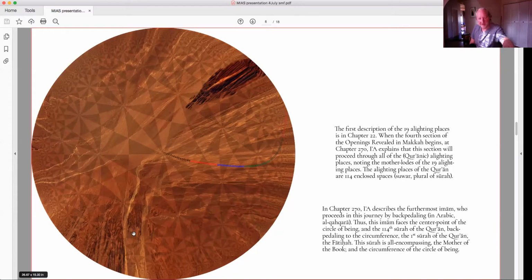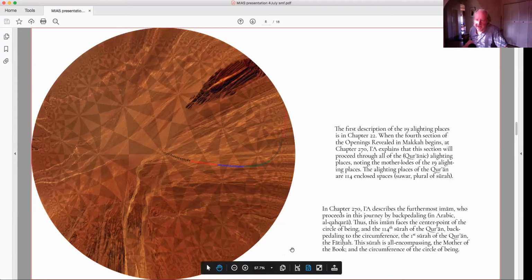So these tiny numbers here in the different colors are going to be the 6 times 19, the 114 surahs of the Quran. So he starts with 1 and then moves all the way through to the end. So the first surah, the first chapter of the Quran, will be the last one, and he will end with the first one, which is encompassing and encircling.